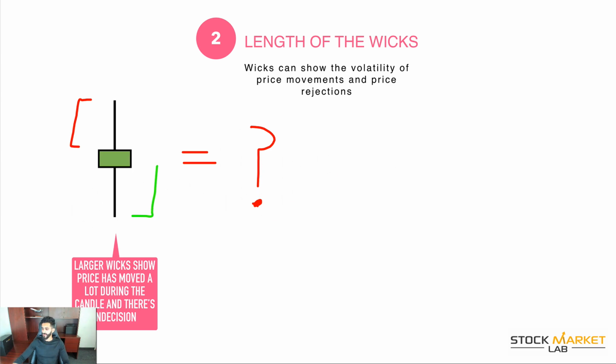A lot of people get that confused. A lot of people think, okay, there's a green body, that means buyers are in control. No, buyers are not in control here. Because look, sellers rejected, right? And then if you look at this candle, buyers stepped in. Yes, buyers have a little bit more control, but this is not a strong green candle. It's not a strong move up.